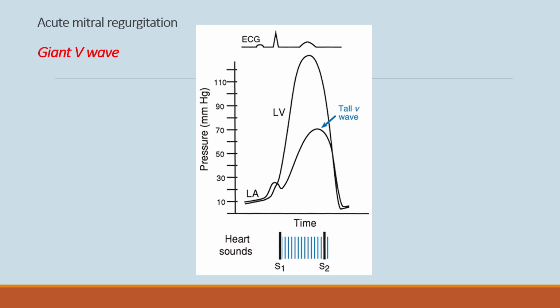The cause of this giant V wave is what? Is the mitral regurgitation jet entering the left atrium when the left atrium is small. So please, I hope we understand this concept. A giant V wave is due to severe mitral regurgitation that happened rather suddenly when the left atrium is small and cannot accommodate the volume.